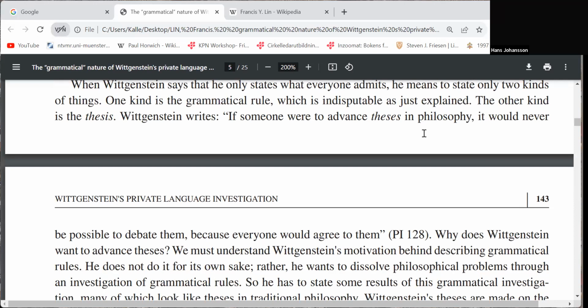Wittgenstein writes, if someone were to advance theses in philosophy, it would never be possible to debate them because everyone would agree to them. So why does Wittgenstein not want to advance theses? He starts on the bedrock. This makes Wittgenstein absolutely unique among philosophers. It also makes him unique among thinkers.